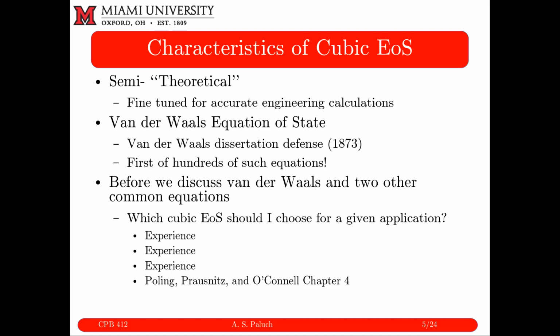So a characteristic of a cubic equation of state is that I would call them semi-theoretical. What we mean by that is that their physical form starts with some physical or theoretical argument in mind, but at the end of the day, they're ultimately engineered or tailored for accurate calculations. The first cubic equation of state we'll talk about is the van der Waals equation of state, which originated in van der Waals' dissertation defense back in 1873, and this is the first of 100 such equations. We'll talk about two equations of state that followed van der Waals, namely Soave-Redlich-Kwong and Peng-Robinson in this chapter as well.